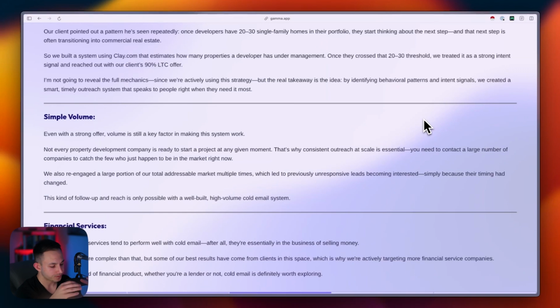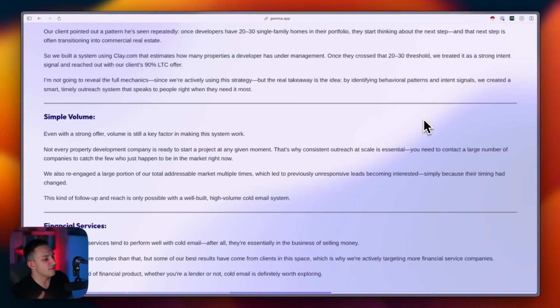Now, what we've also done is re-engage a large portion of our total addressable market multiple times, which has led to previously unresponsive leads turning into potential clients, okay? Because again, a lot of people don't like the idea of contacting people they've already contacted. But you guys have to realize, whether it's you contacting them or one of your competitors, it's the same thing, right? Everyone is contacting the same property development companies. Everyone is contacting the same types of people, okay? It's not going to hurt your reputation. It's not going to hurt your brand image. You're just doing sales. If anything, they'll respect you more for being proficient in your sales and your follow-up and being in front of them, okay?